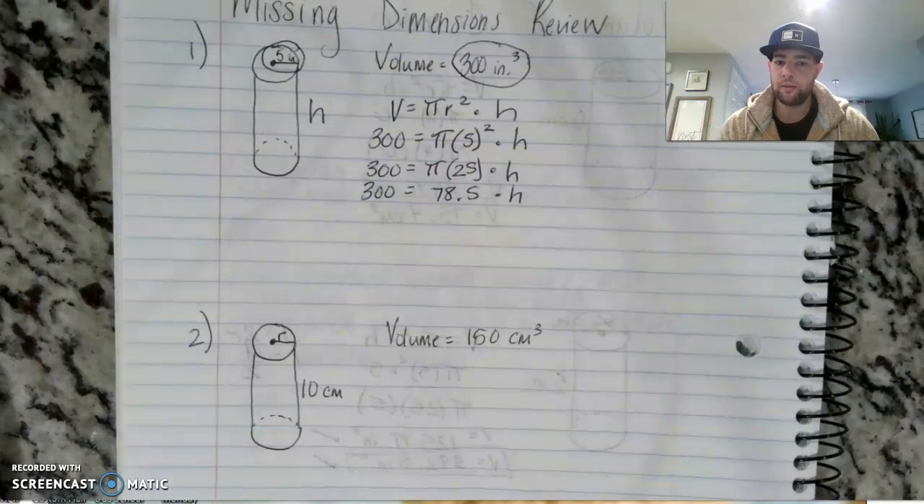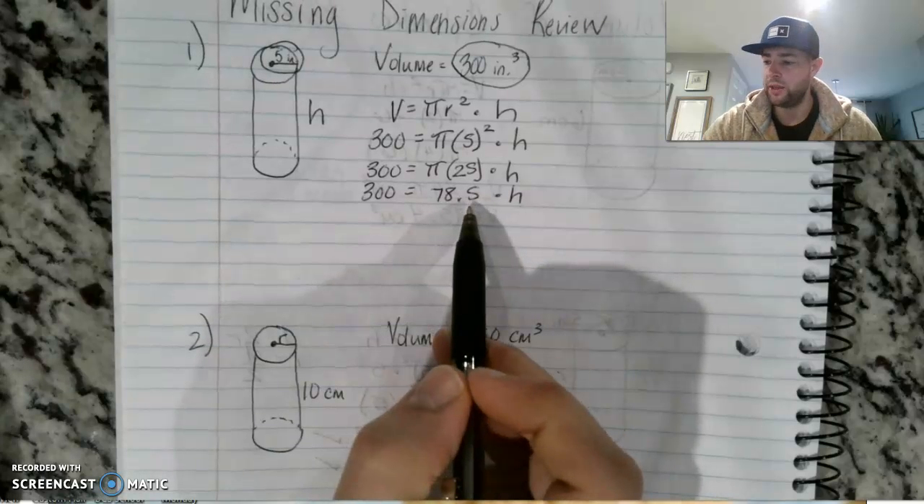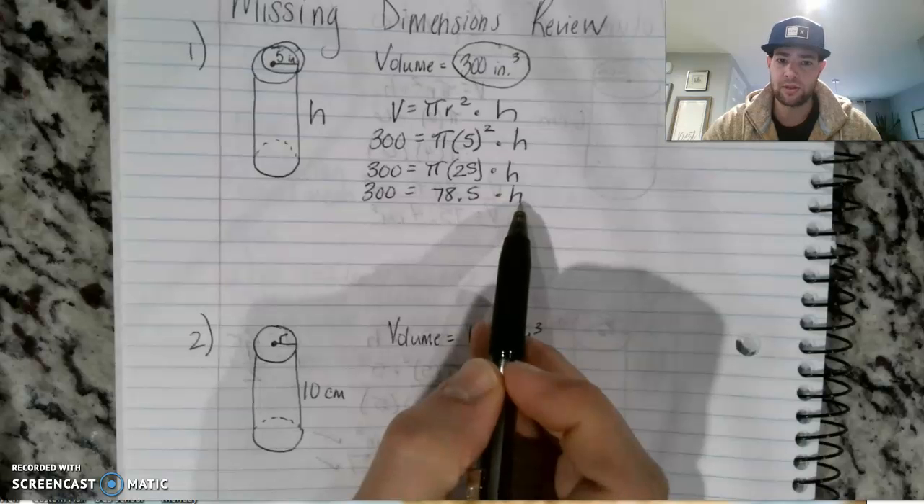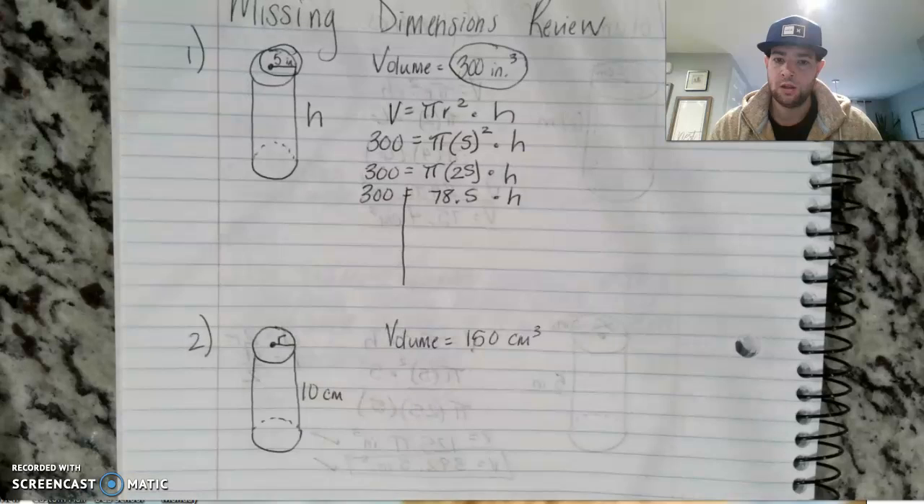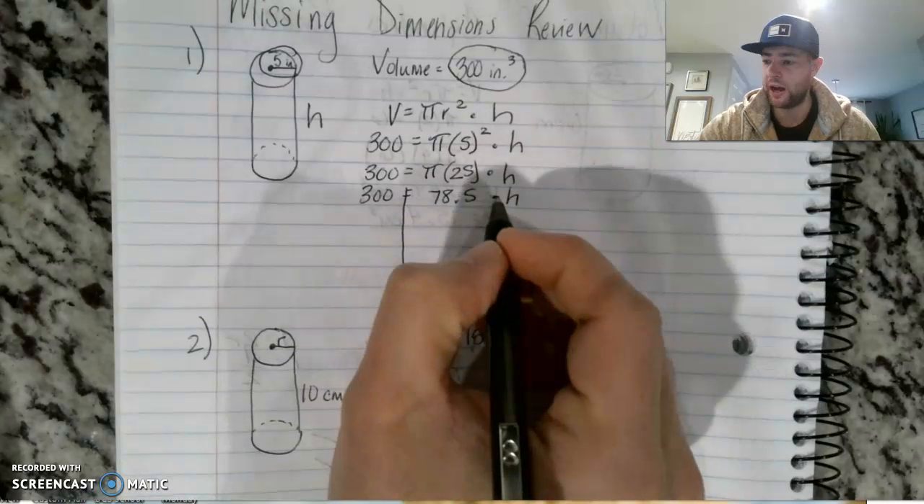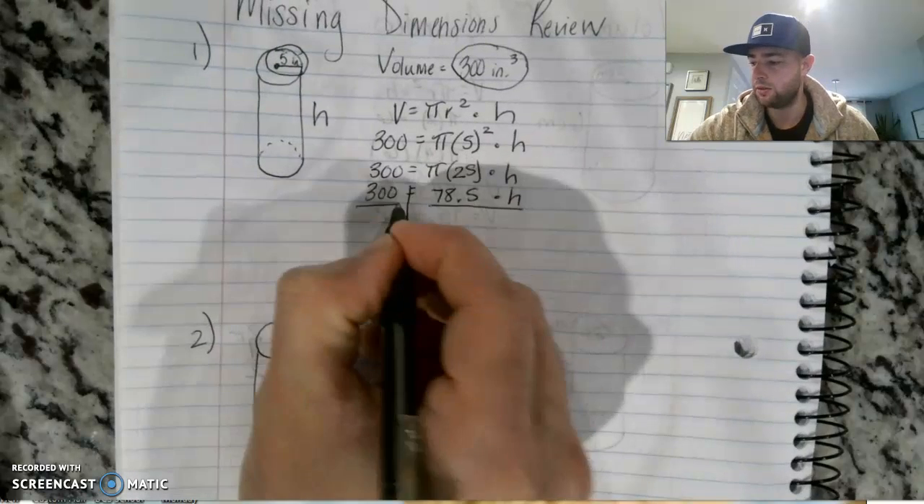And then our last step, we know that h is multiplying 78.5, and I want to get h by itself because we're solving for the missing dimension. So I'm going to separate the left and the right side of my equal sign. To get h by itself, I'm going to do the inverse of multiply, which we know is divide. So I'm going to divide both sides by 78.5.